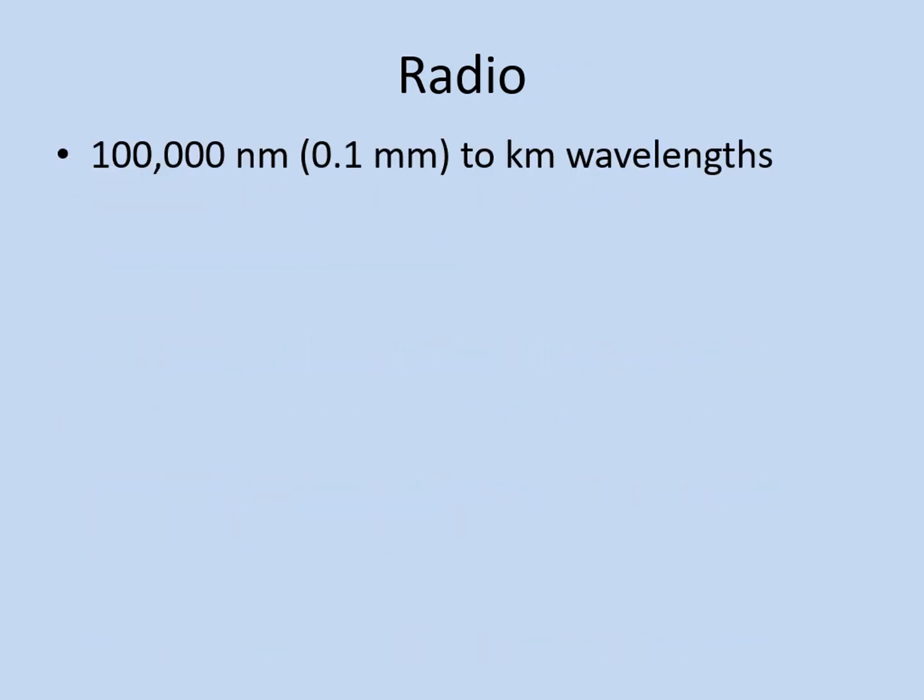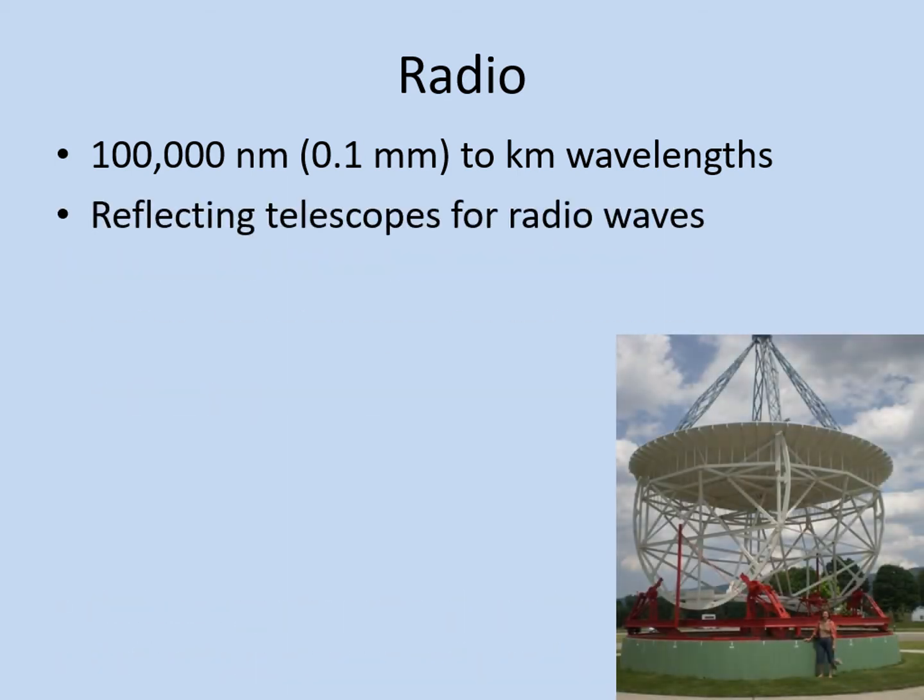Radio waves are defined as running from 100,000 nanometers wavelength, or a tenth of a millimeter, up to kilometers. In fact, there is no upper limit to the wavelengths of radio light, although kilometer waves are about the longest we can practically detect. A radio telescope is really just a reflecting telescope. The radio dish acts like the mirror of an optical telescope, focusing the radio waves to a receiver at the focal point.